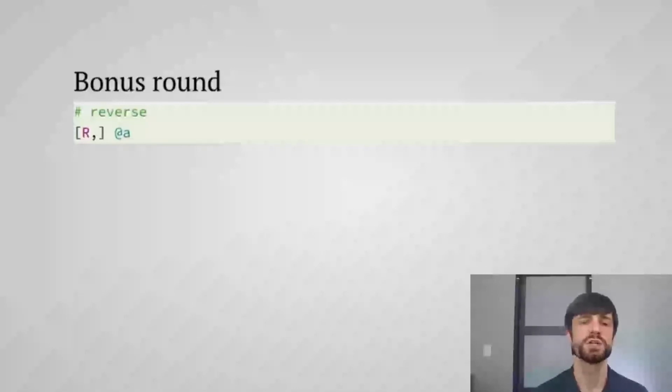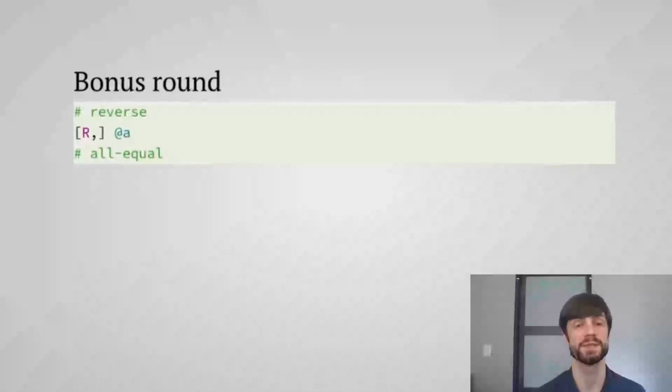I also want to show an implementation of all equal, which is a very handy test to see whether all of, just like it says, all of the elements in a list are equal to each other. And I'm mentioning this in part because it shows off the fact that operators, including the equality operator in Raku, can have what is called list associativity.